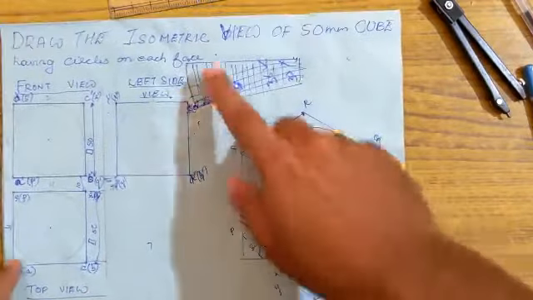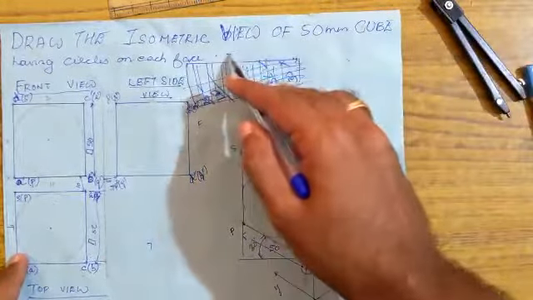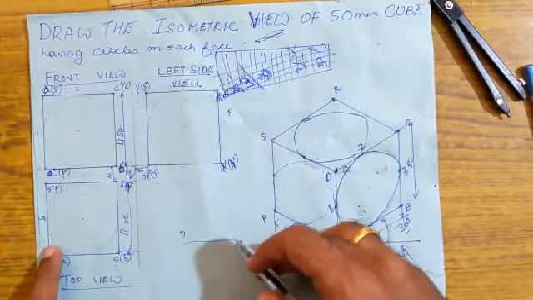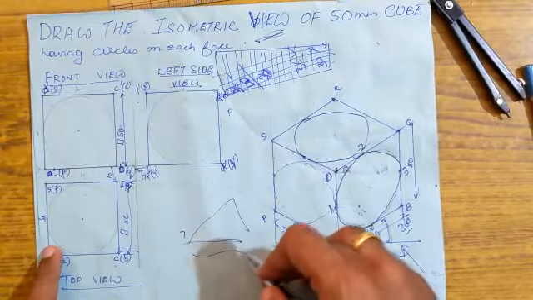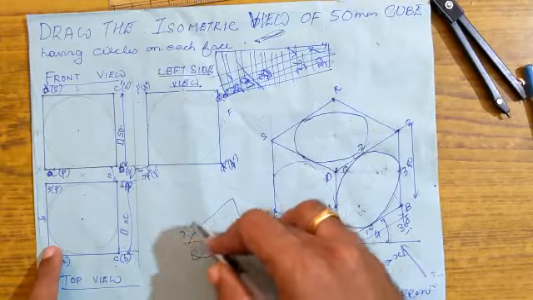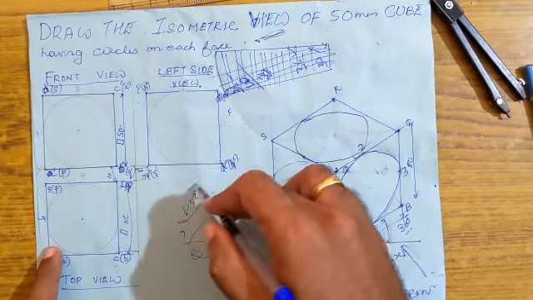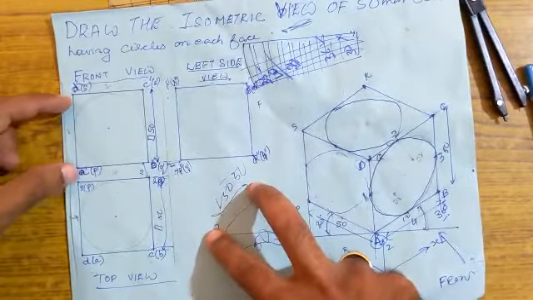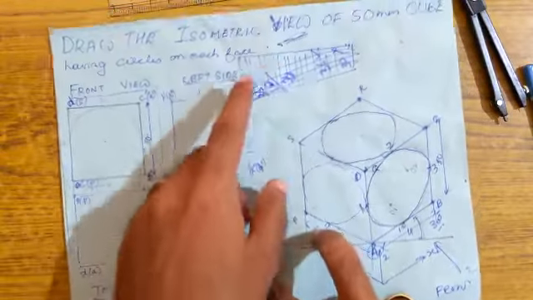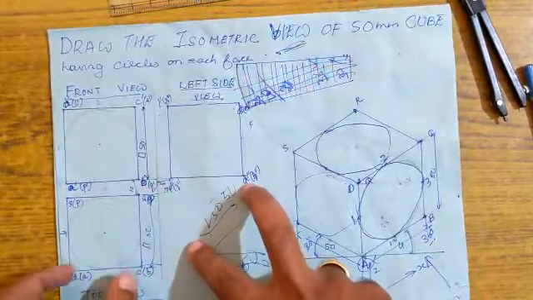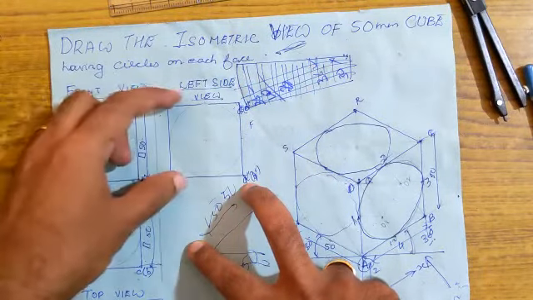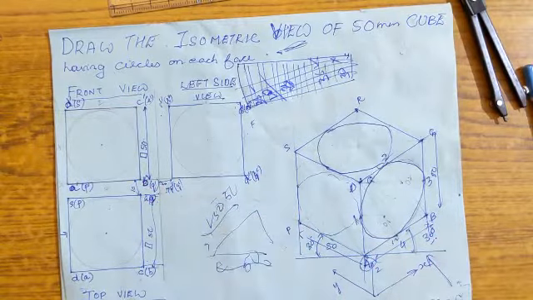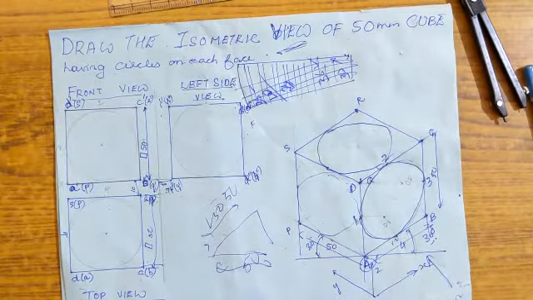Whereas if it was an isometric projection question, instead of view, then you would have to take the isometric scale. Corresponding to 50, you will have to find the ISO 50 length, and instead of the true 50, you will have to take isometric 50 and draw that cube. This will be isometric 50. So that is it about the isometric circle.